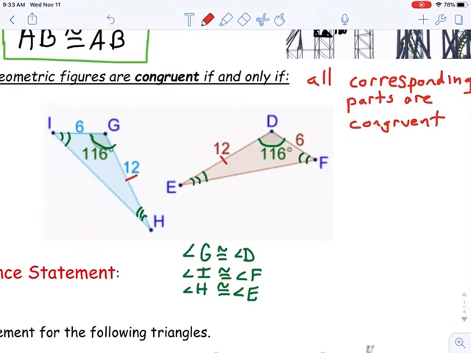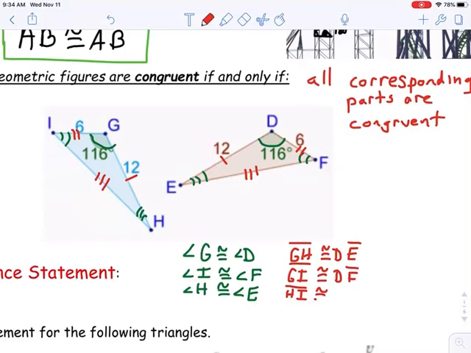Clearly the side lengths of 12 have the same measure, so GH is congruent to DE. Next, the side length of 6, so GI is congruent to DF. And then last but not least, these are congruent. All right, so let's do H, I. HI is congruent to EF.